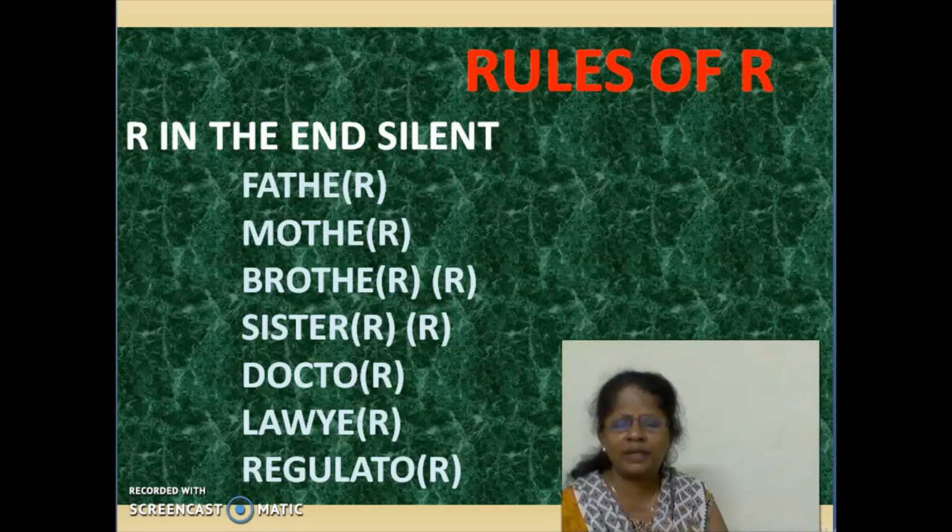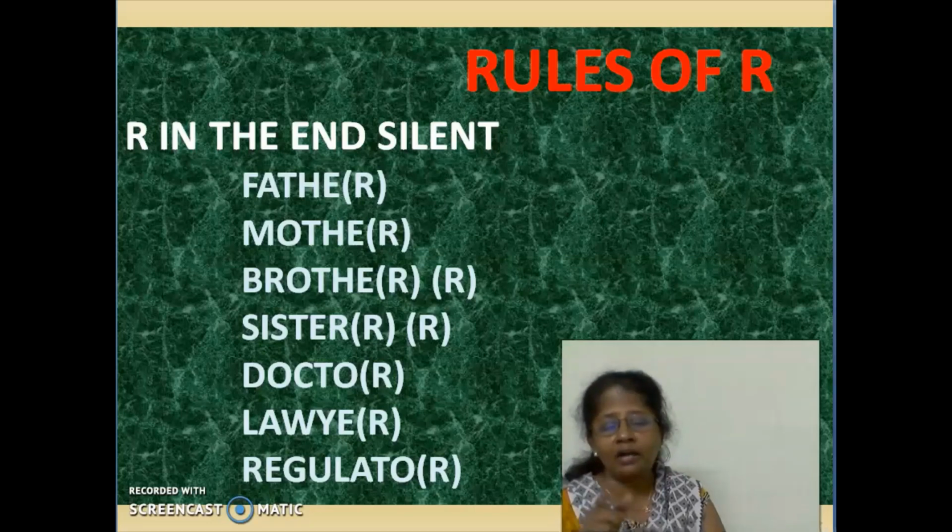Now, as I said, this R is a little strange letter, or it has a unique rule in speaking. Wherever you find R coming at the end of the English word, you just have to skip it. You don't say that, right? So I'm going to read these words: father, mother, brother, sister, doctor, lawyer, regulator. If you have to spell these words, you will certainly have an R at the end. But when we speak, the R is completely, totally silent, right?